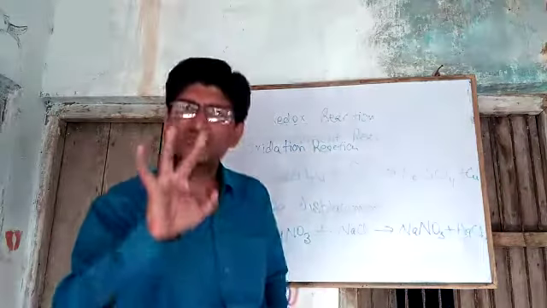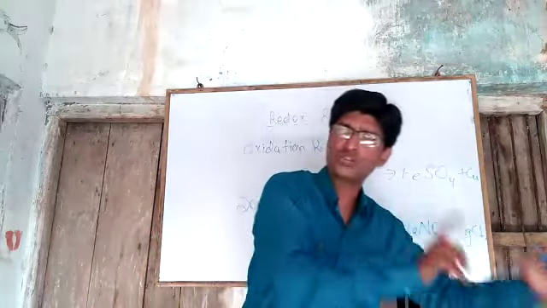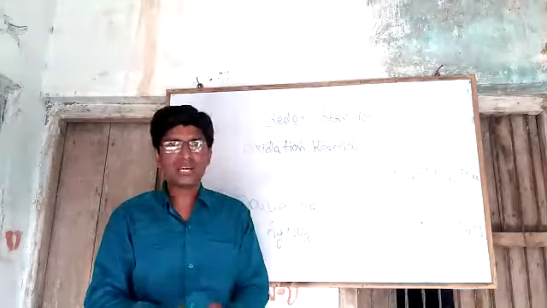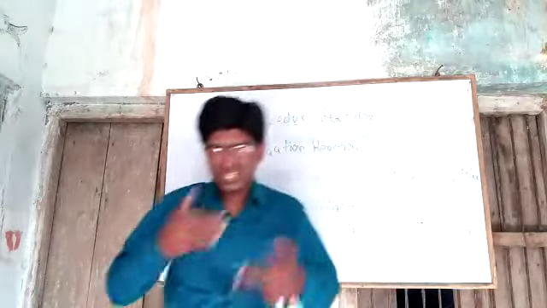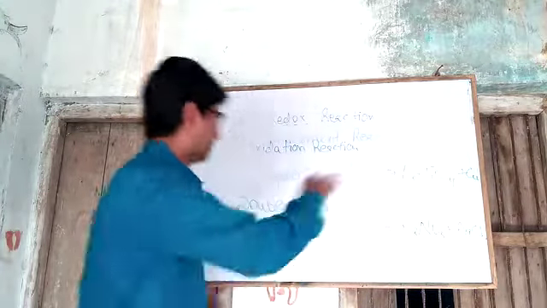These three things you have to remember: gain of oxygen, loss of hydrogen, loss of electron. So the reaction in which oxygen is gained is called oxidation reaction. Now I'm giving an example here.